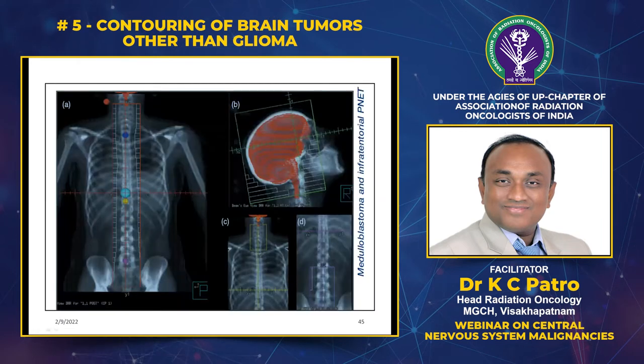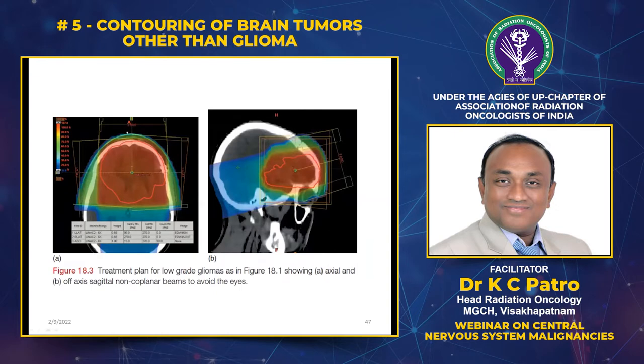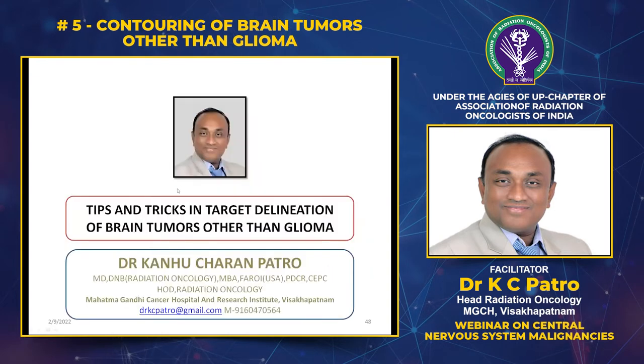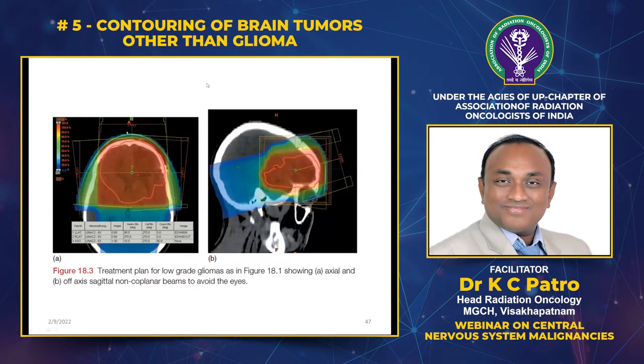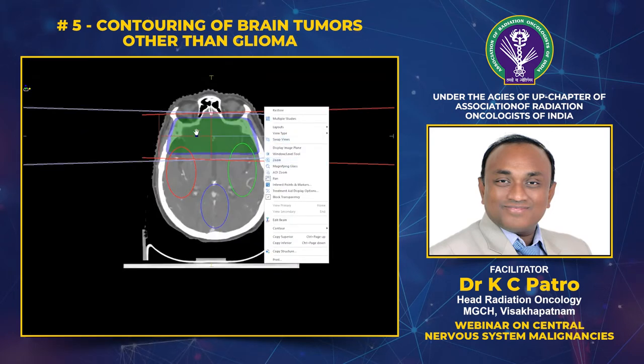So this is the CSI field. So I am not going into this. And you can see some beam arrangements for the laterally placed tumors. And this is the vertex field, for frontal lobe lesions. So let me show you some tumors actually. I planned these for demonstration purposes. This is the Elekta Monaco planning system.